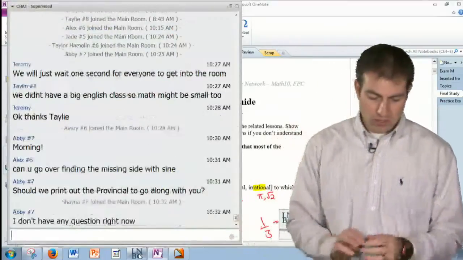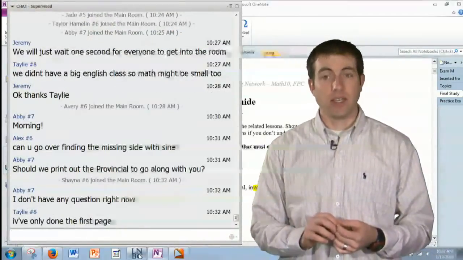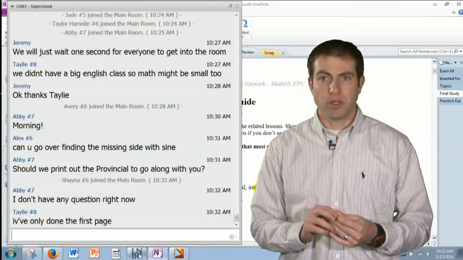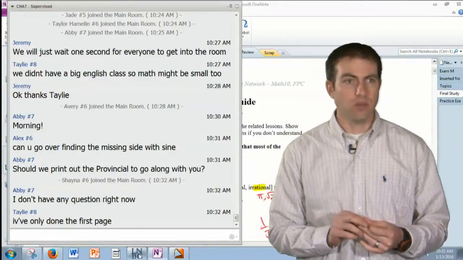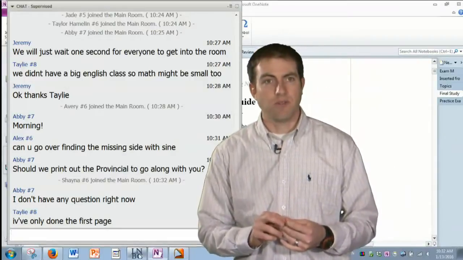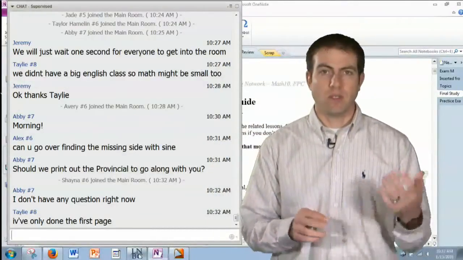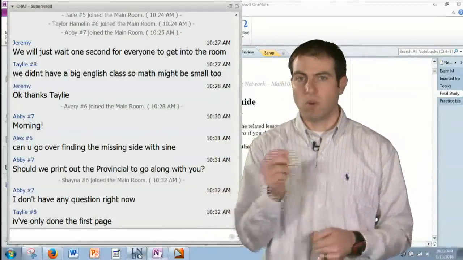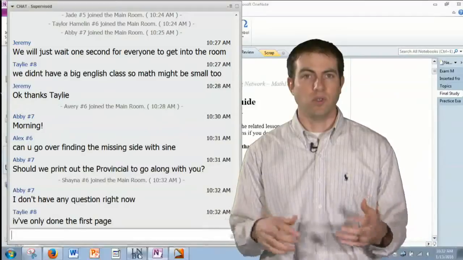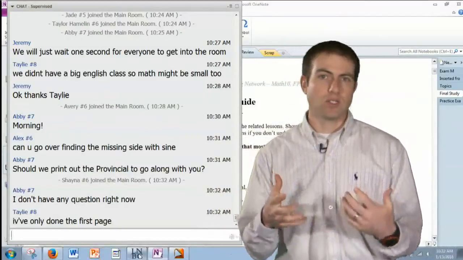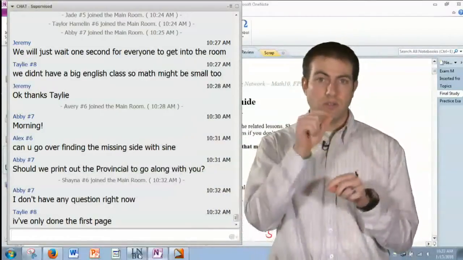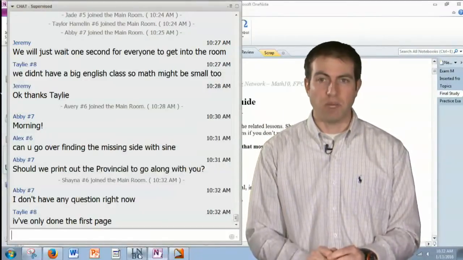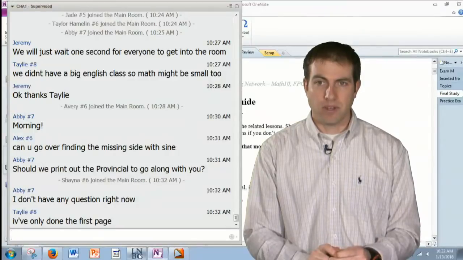Can you go over finding the missing side with the sine? And then, should we print out the provincial to go along with you? Yeah, you can print out the provincial, or if you just want to, you can write your answers down on a separate sheet of paper and have a list of like number one was A, and this is how I did it. Number two, that's fine as well. Sometimes it's nice to have the questions. There's some graphing stuff, and if you're trying to find the slope on a computer screen, it can be a bit difficult. I prefer to have paper, but there you go.